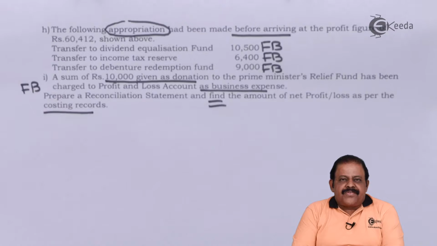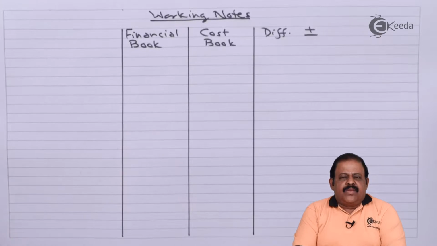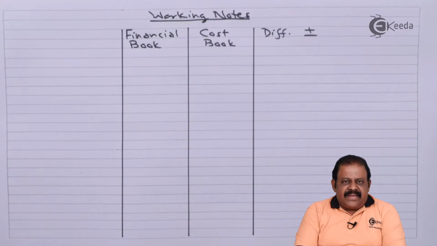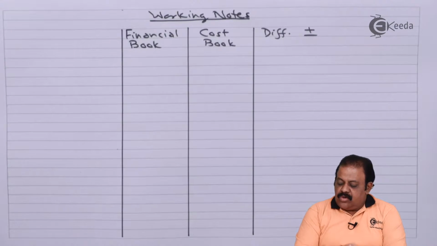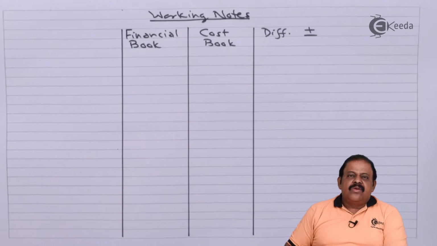We have gone through the question. Let us prepare the working note. While preparing working notes, we are required to take one care. Our profit reconciliation statement will start with profit as per financial book, because that is the profit given in the question. So our first column will be financial book and second column will be cost book.